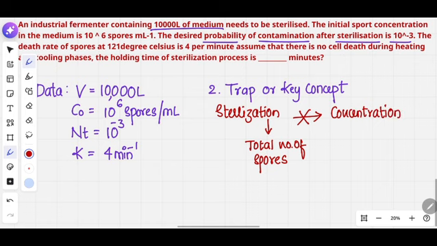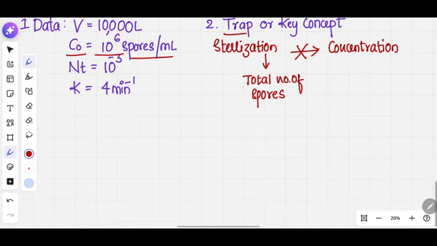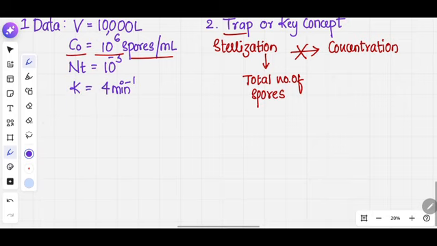In our case, they have given us the concentration. So we need to convert this concentration into the number of spores. This is the trap. If you do not understand this concept, then the whole problem you have solved will be of no use. So the third point is to convert volume to milliliters. Why? Because the volume is in liters, and here it is in milliliters.